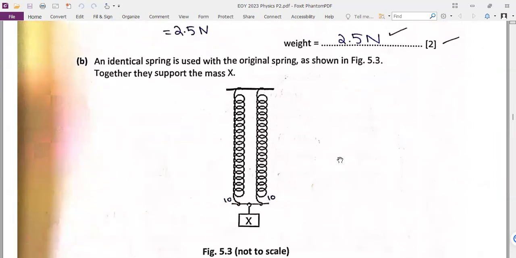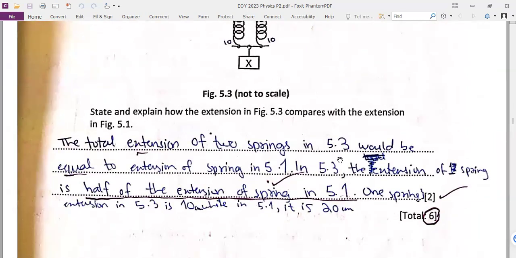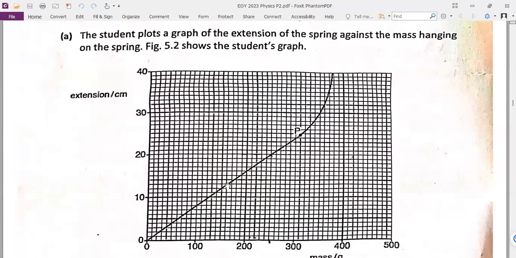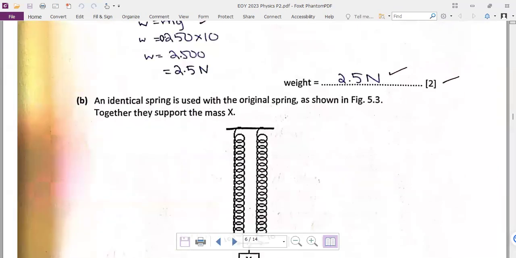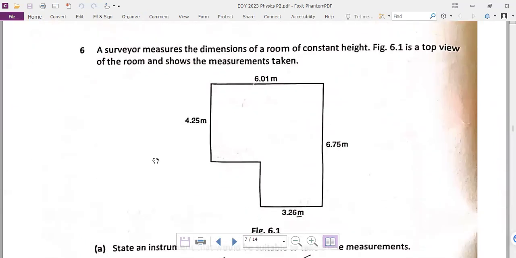Then the load is divided in two springs, and each gets an equal part. So how does the extension compare with the earlier extension? Well, I just said that the extension will be half. It is written too much. You can just simply write the extension will become half, i.e. if the original extension was 20, like here, then the extension will become 10. Full mark.